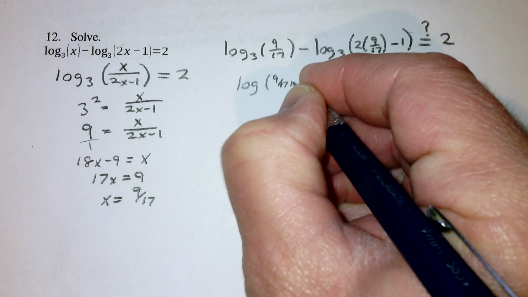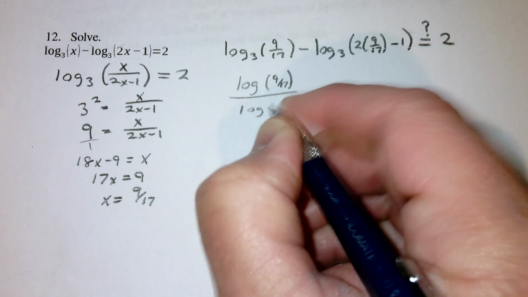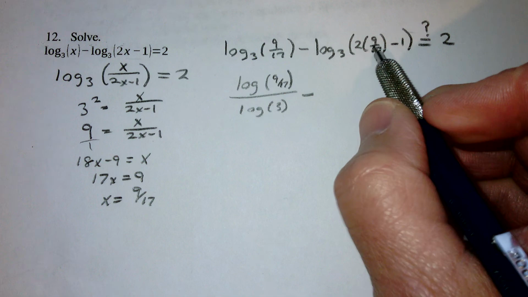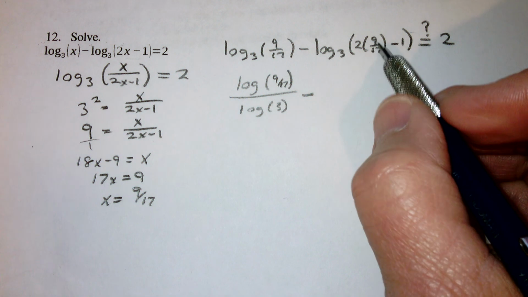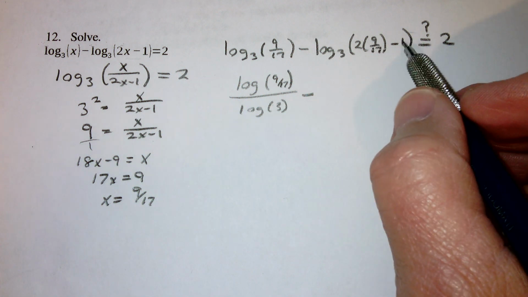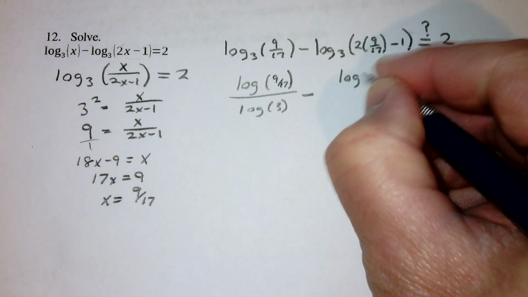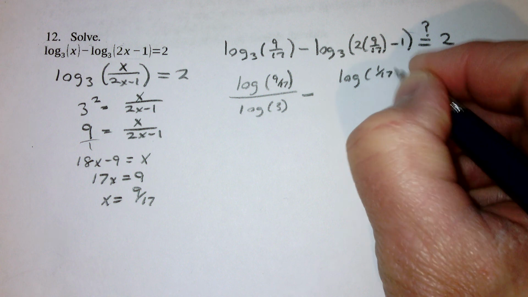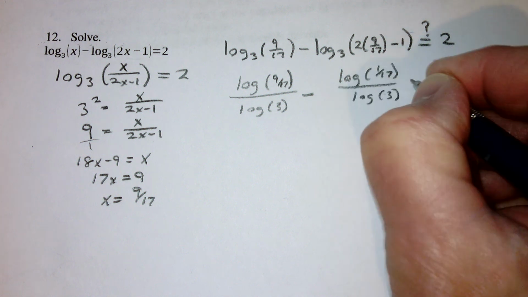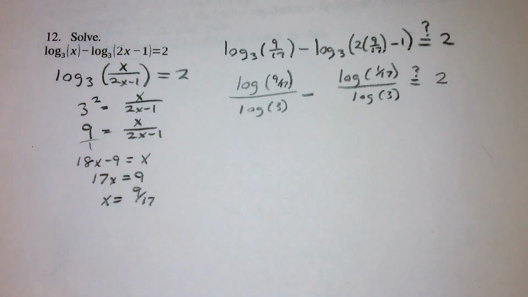Oops, that's 9/17, not 9/71. I'm going to go ahead and do this. This is 18/17 minus 17/17, which is 1/17. So this is going to be the log of 1/17 divided by the log of 3. And we're still wanting to know whether that's really 2 or not.